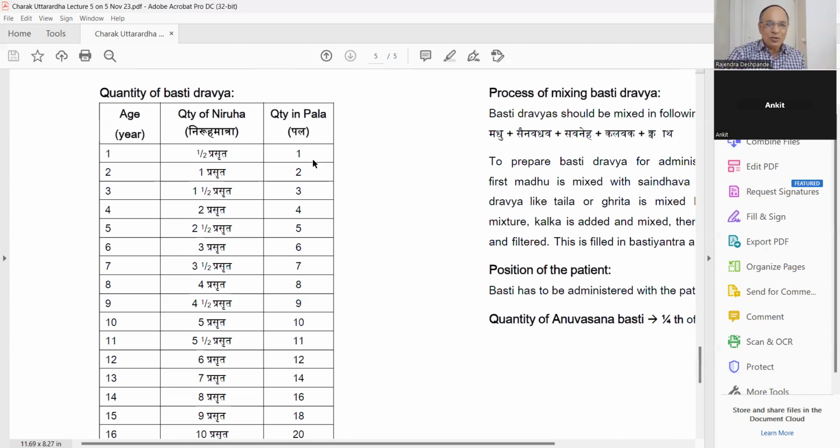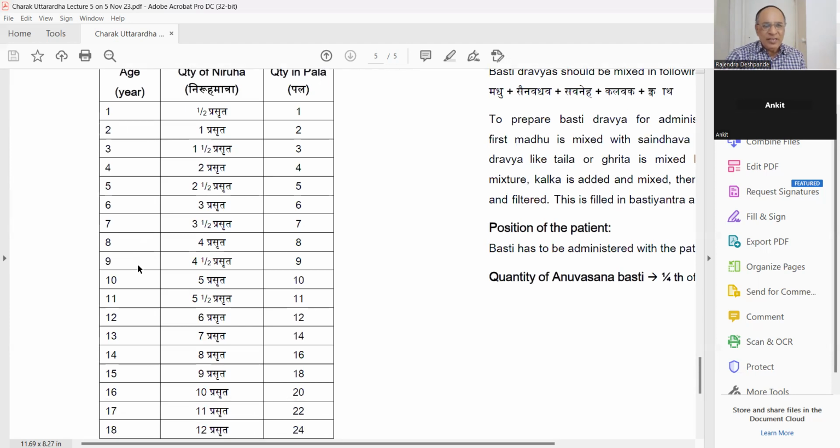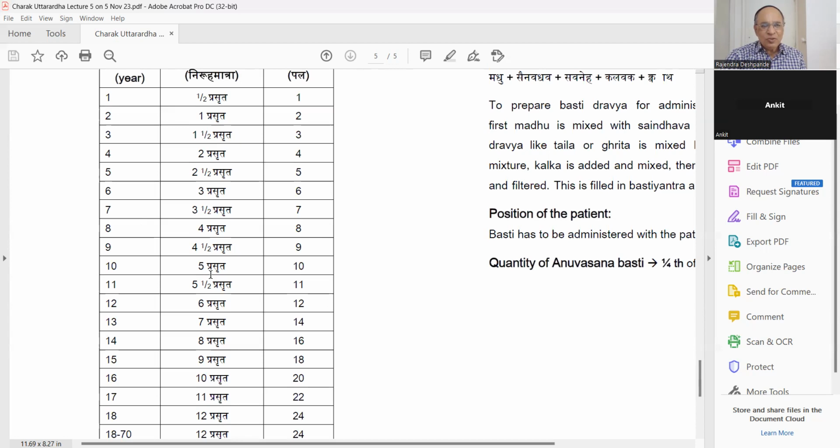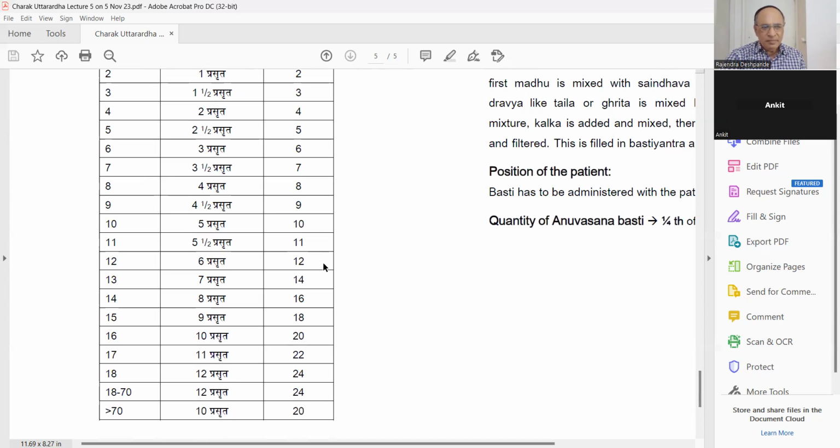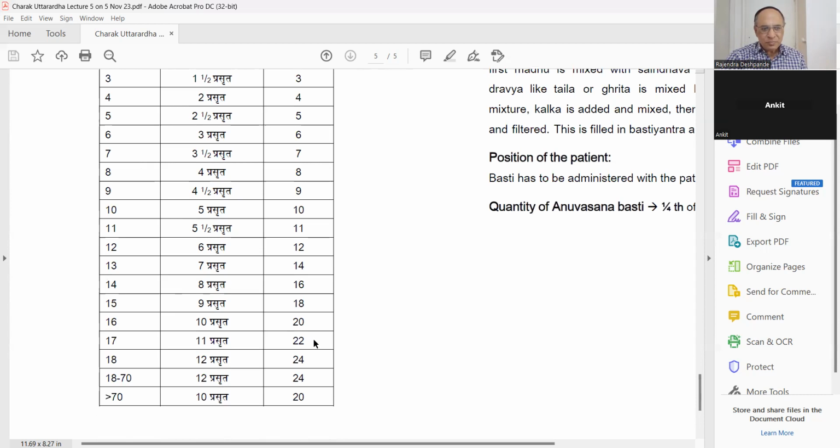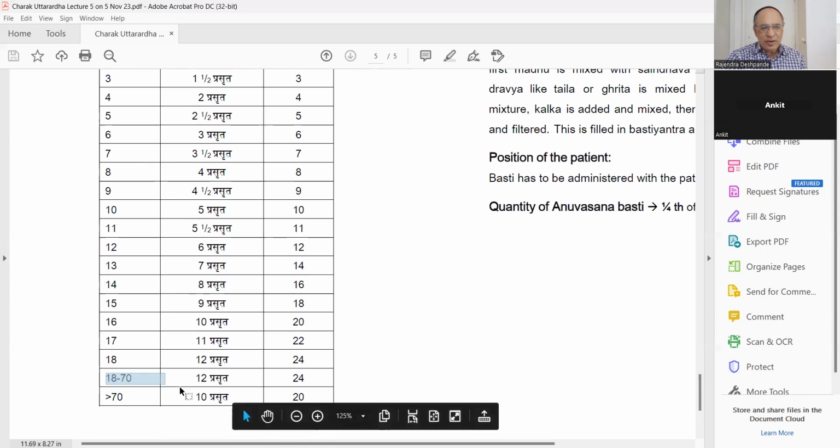Okay. So at 2 years, 1 Prasruta. We will not go into details, only 10 years. You can see 9 Pala or 4.5 Prasruta. Then at 10 years, 5 Prasruta, that is 10 Pala. Then at the age of 15 years, the child has grown a little, at the school level, 10th standard. Then 9 Prasruta, that is 20 Pala. Then 18 to 70, 12 Prasruta, that is the maximum possible dose with the Basti, and 24 Pala. Greater than 70, again like a child, the dose should be reduced: 10 Prasruta and 20 Pala. This is regarding how much medicine you should take when you want to give the Niruha.